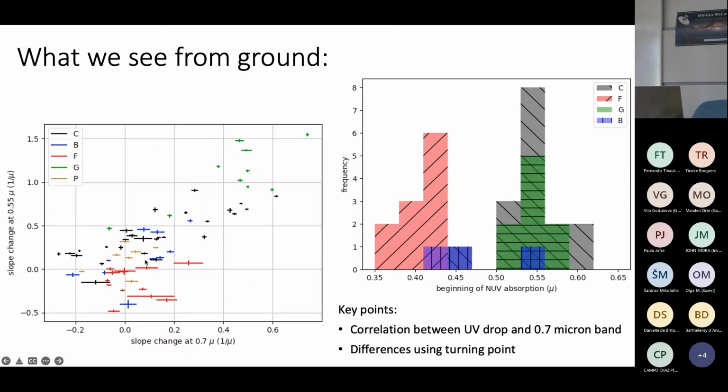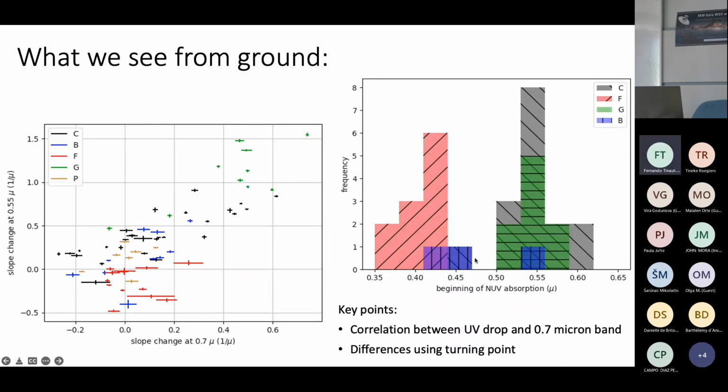So we could say that this relation has already been proposed from laboratory measurements of chondrites and meteorites. And now we have observations of asteroids that reach the same conclusion: that the slope change, the ultraviolet drop, is quite related with the hydration band at 0.7 micron.